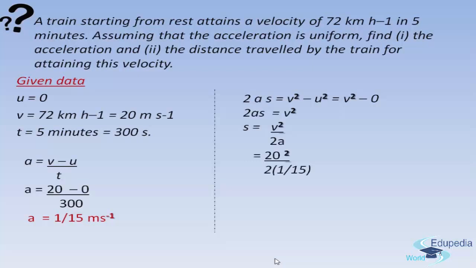And when we substitute the values of v and a in this, we will get 3000 meters, which is equal to 3 kilometers. So with this uniform acceleration, the train will be able to travel a distance of 3 kilometers, right?